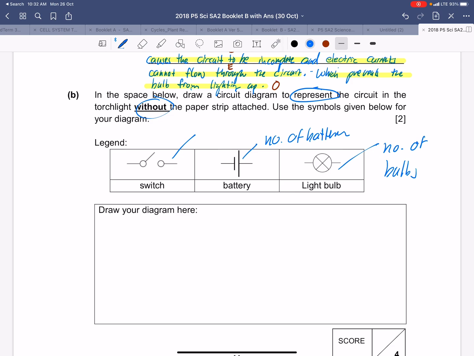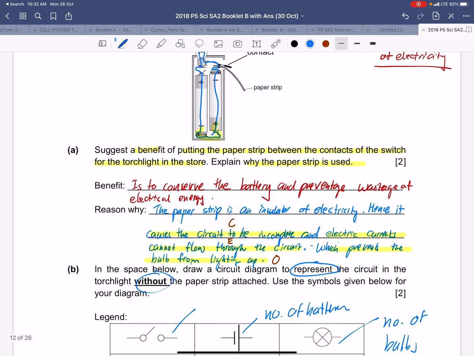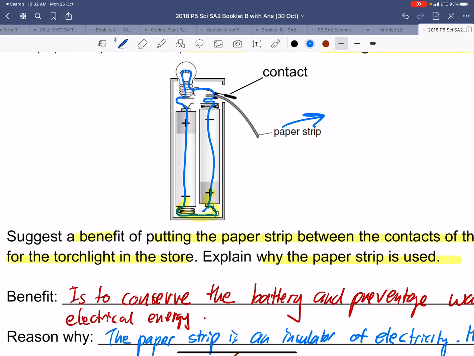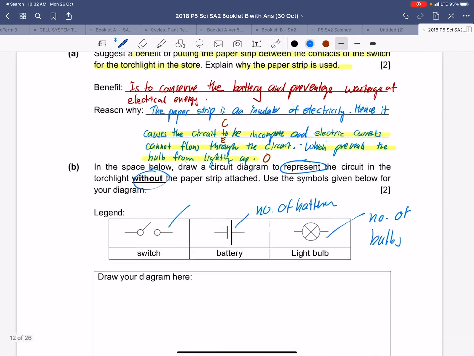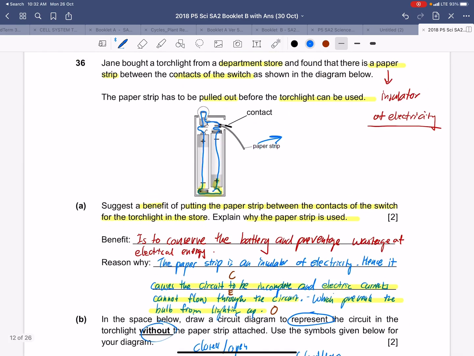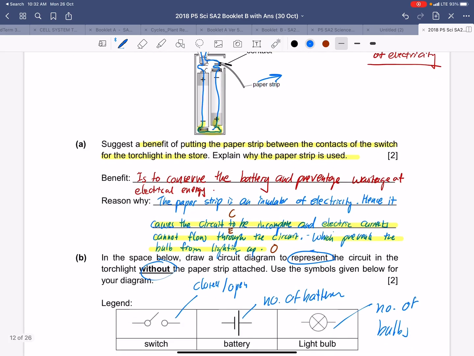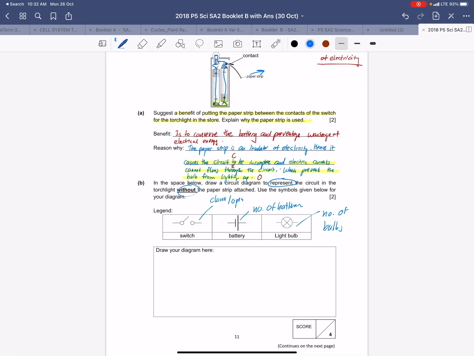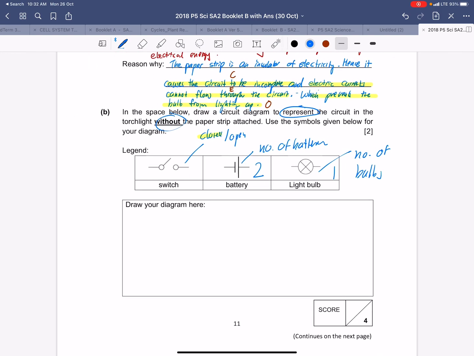Now, so take a look at this. When you remove the strip out, the switch, from what I can see here, is once this is removed, your switch is actually closed. Right? So once you pull it off, this is actually closed based on the diagram here. So make sure you draw your switch. So we know that it's closed. We know that there's two batteries, and we know there's only one bulb. So with that, we can start drawing.